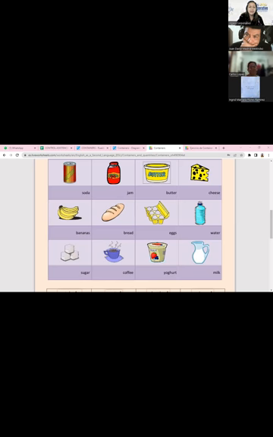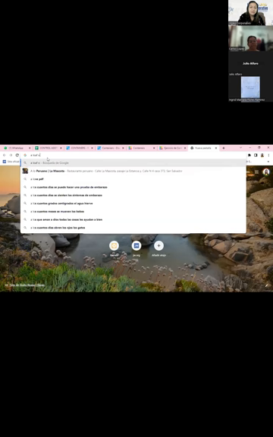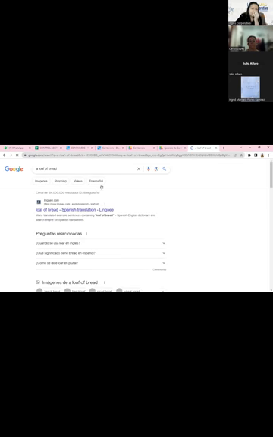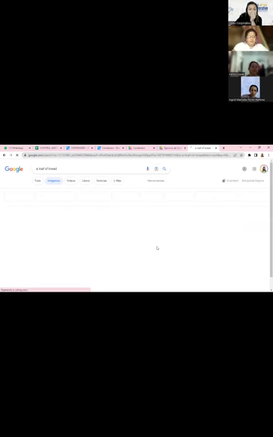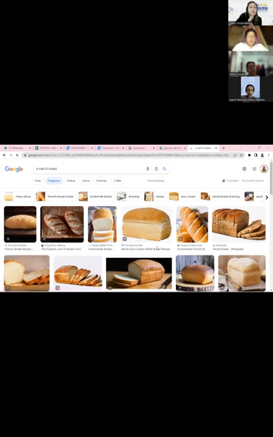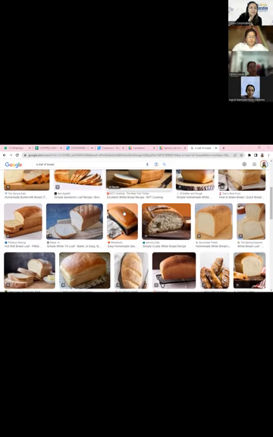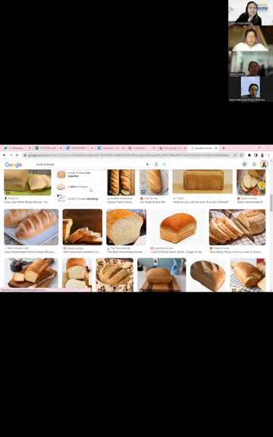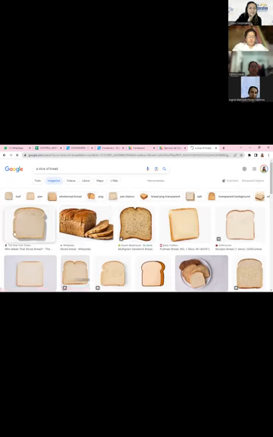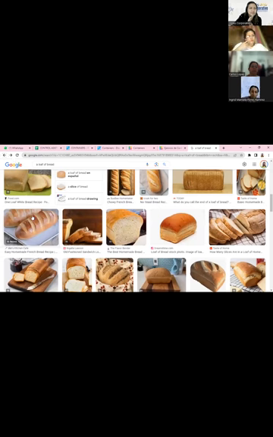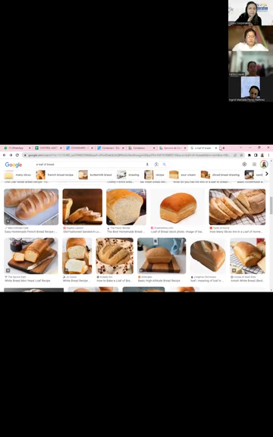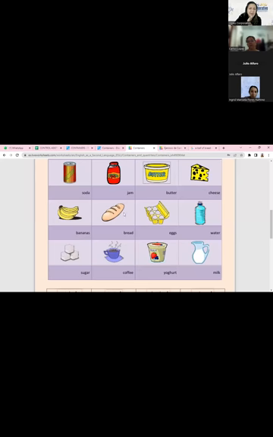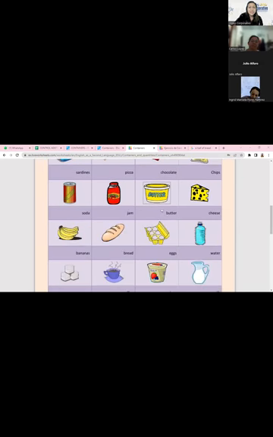L-O-A-F. A loaf. Oh. Barra era para el jabón. Exactly. For example, let's look here. A loaf of bread. Do you see my screen? Yes. Okay, look, this is a loaf of bread. This is what I got. Loaf of bread. And a slice of bread is a piece. A slice. This is a slice of bread. Okay? A slice. A loaf. Para el pastel, ¿qué es? Cake. Un cake, un pastel, a piece. Una rebanada. A piece. Ah, una pieza. Of cake.